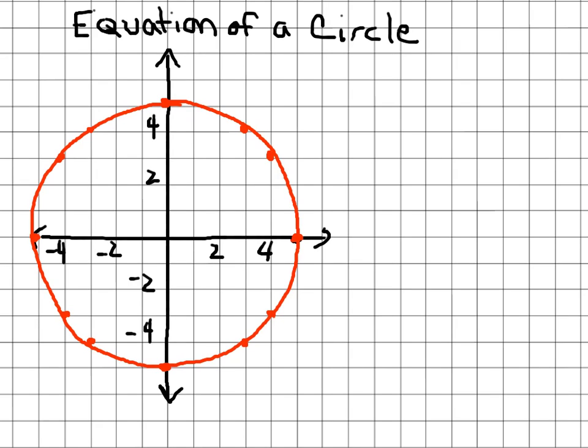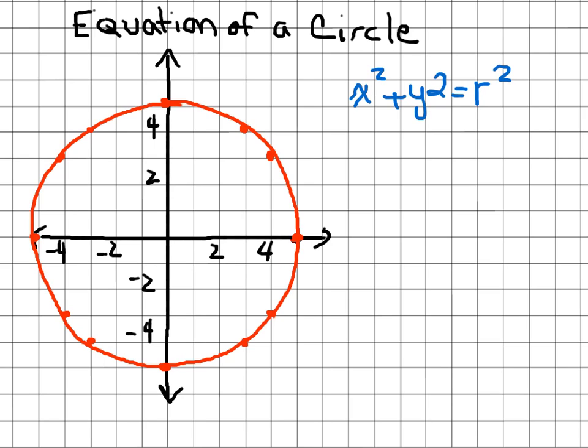This lesson is on the equation of a circle, and more specifically the equation of a circle centered about the origin. When we are dealing with the equation of a circle centered about the origin, the equation is written in the form of x squared plus y squared equals r squared, where x and y are any point on the circle and r is the radius.